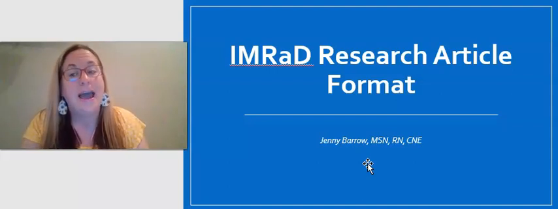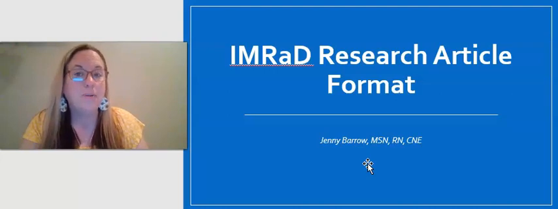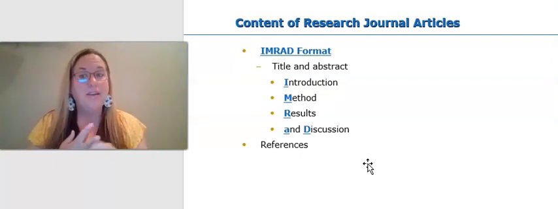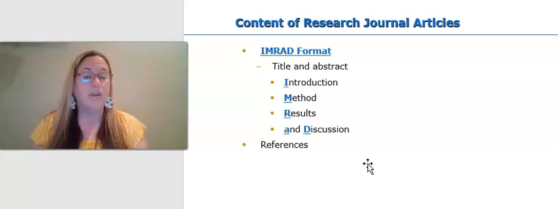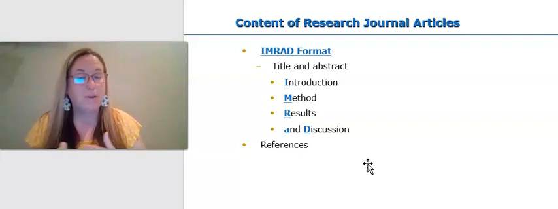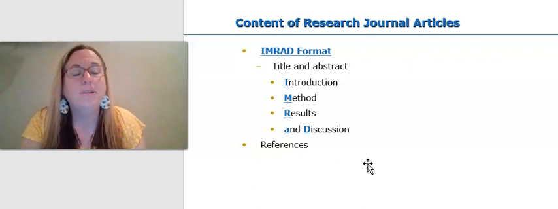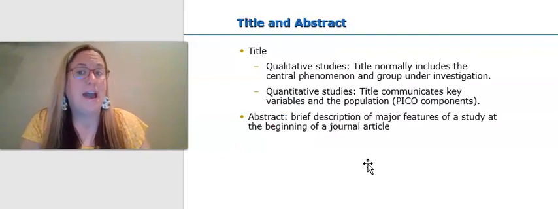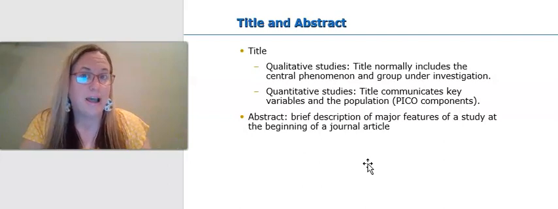So let's look at what IMRaD stands for and what that typically looks like in both quantitative and qualitative research studies. First of all, IMRaD stands for Introduction, Method, Results, and Discussion. That's the typical format for any journal article based research study that you're going to find. Each one of those has typical themes that you see within there. We're going to talk about what you would typically expect to find in an introduction, a method, results, and of course, discussion. But before we do that, let's talk about the title and the abstract of research study articles.